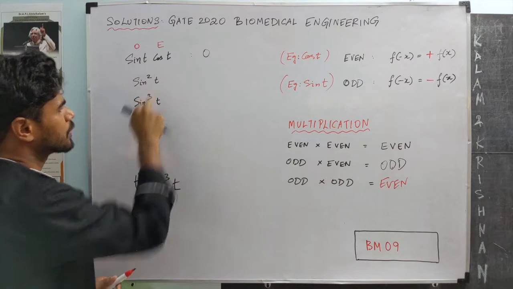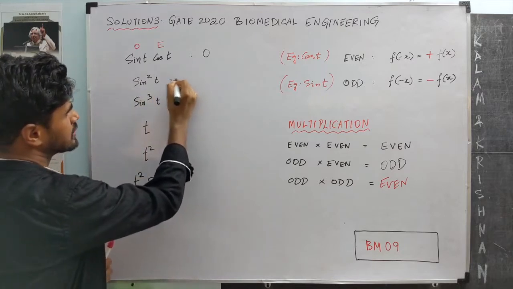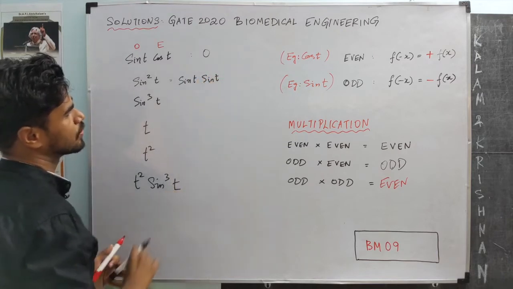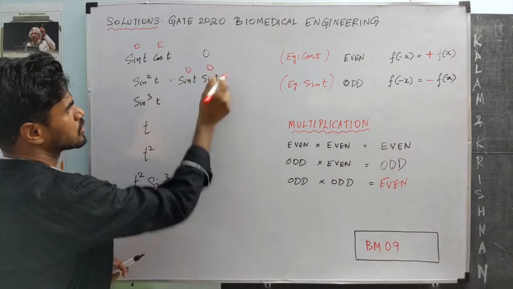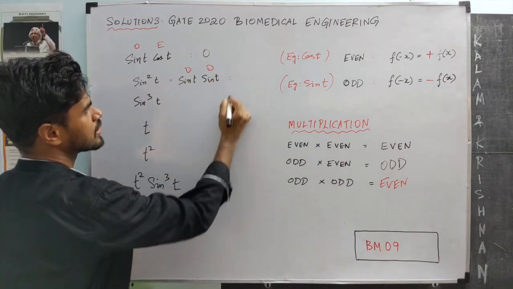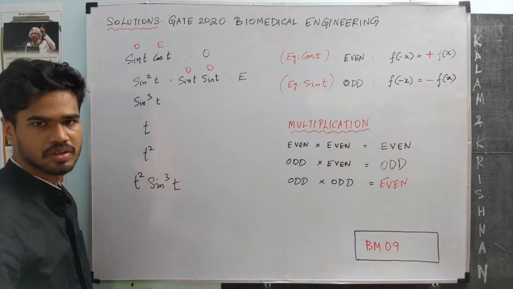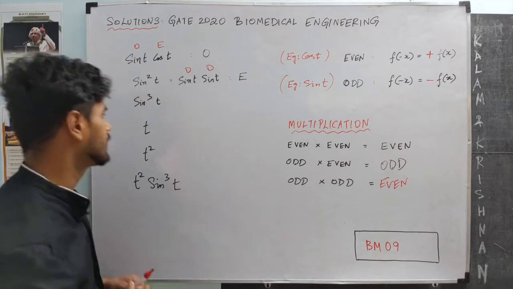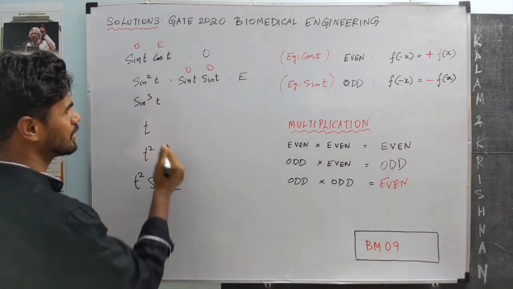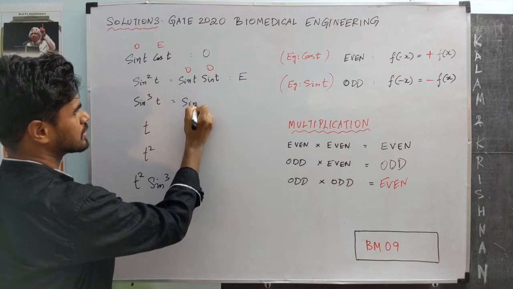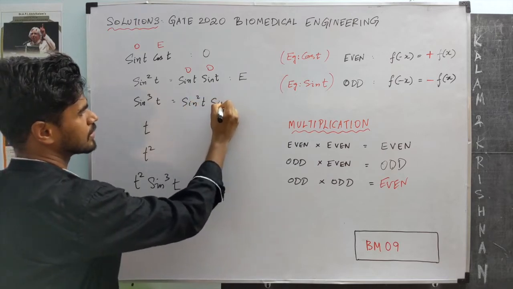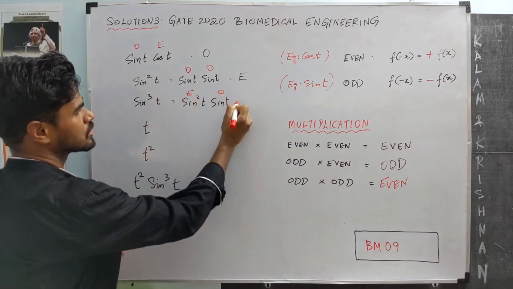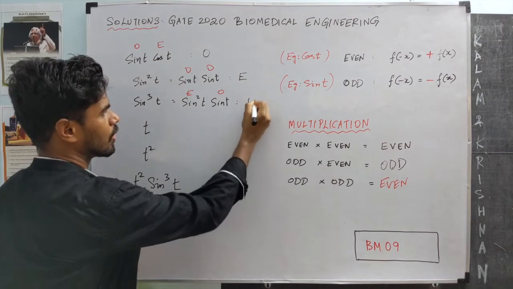How about sin square t? This function is essentially two odd functions, sin t times sin t. So this is the product of two odd functions, so this is an even function. How about sin cube of t? That's pretty simple. We already know what sin square of t is. Sin square of t times sin t. What is sin square of t? This is even, this is odd, so this product is odd.